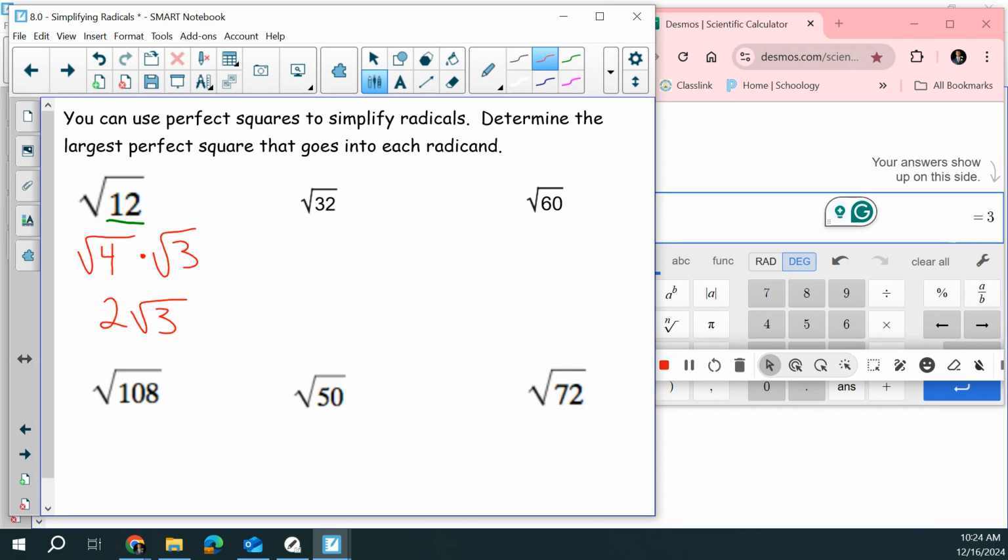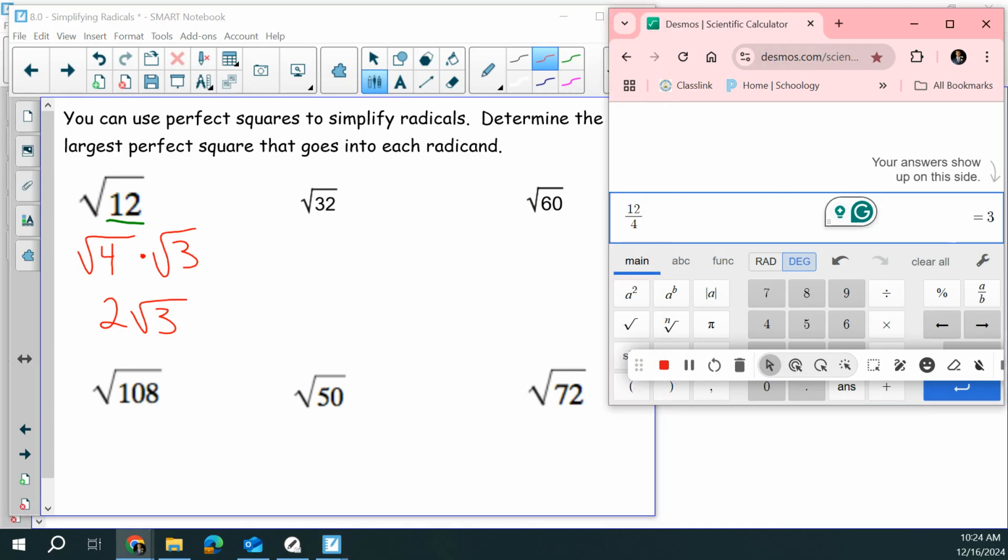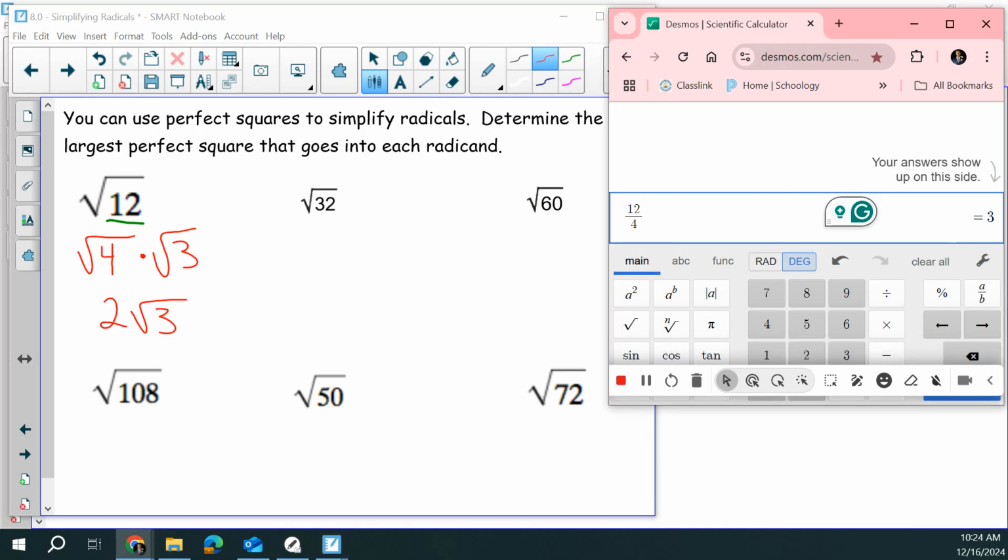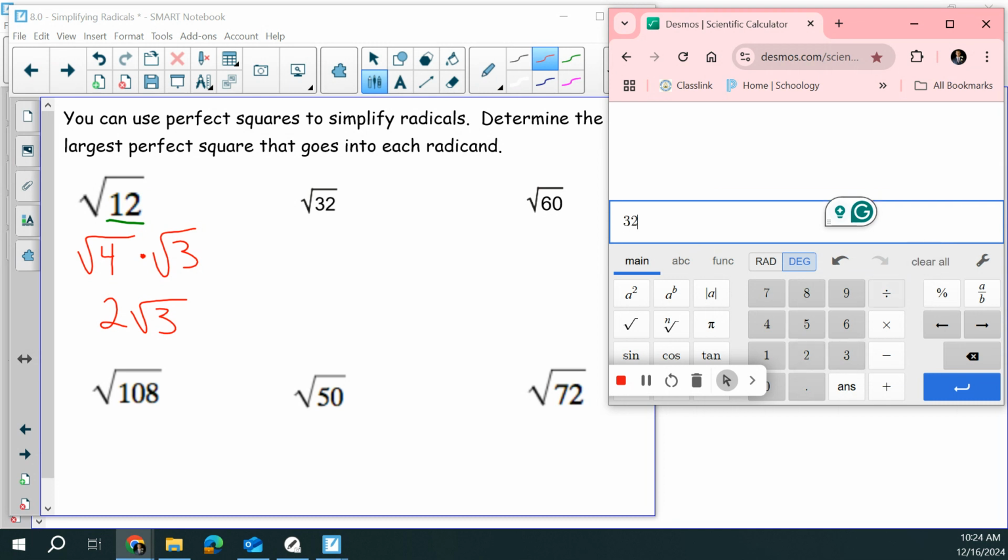Okay, the next one, the radicand is 32, so we're trying to figure out the biggest perfect square that goes into 32. I'm going to type in 32. Oops, let's clear this. 32 divided by 4 equals 8. I'm thinking, is there a bigger perfect square that goes into 32 though?